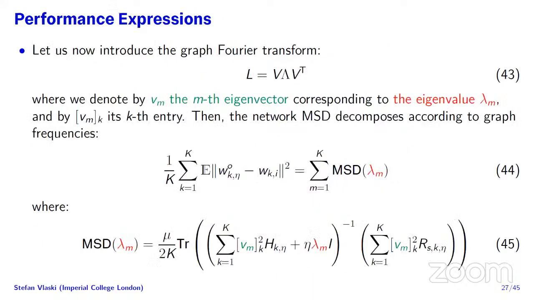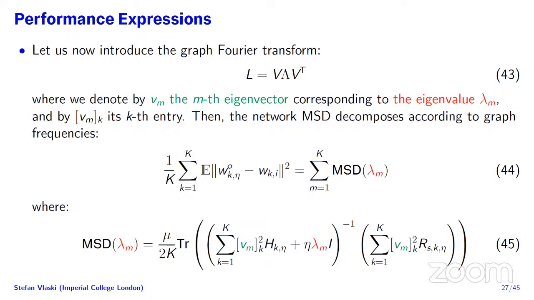Okay, so what is the performance guarantee you then end up with? To write this out, we're going to need to introduce the graph Fourier transform, which I'm guessing most of you have seen already, right? As a shift operator, we've got the Laplacian here, and as long as it's symmetric, we can write down its eigendecomposition. So we use V lambda V transpose here. And then we can denote by V sub m the mth eigenvector corresponding to the mth eigenvalue of this Laplacian. And then V sub m sub k is the kth entry of that eigenvector, okay?